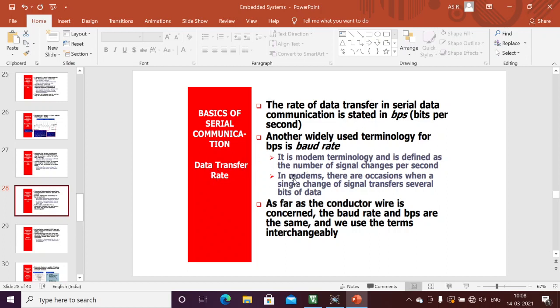Now we'll discuss data transfer, mainly the difference between bits per second and baud rate. Bits per second is the number of bits transmitted per second. Baud rate is the number of symbols transmitted per second. Whenever one symbol equals one bit, then bits per second and baud rate are the same. These are the main terminologies in our communication.